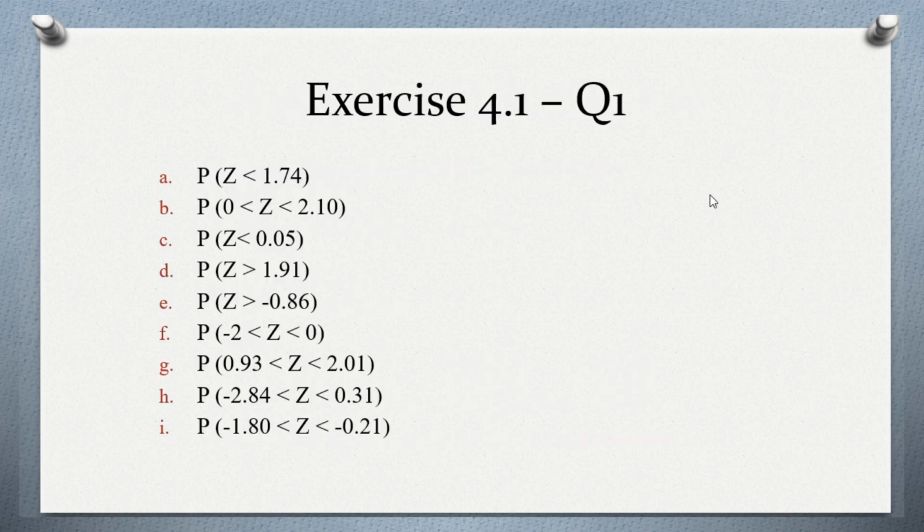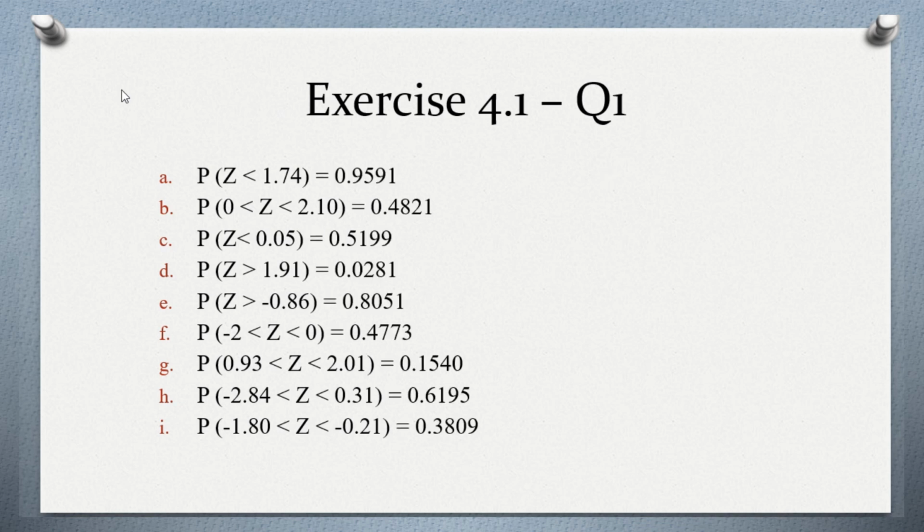Okay, so let's look at exercise 4.1, question 1. I believe you should be able to do this. You use your calculator. Z is less or equal to 1.74, you want the left hand side. Z is from 0 to 2.1. If you cannot see, draw the curve and you should be able to find the probability. If you cannot, please reach out to me and I will help you out with that.